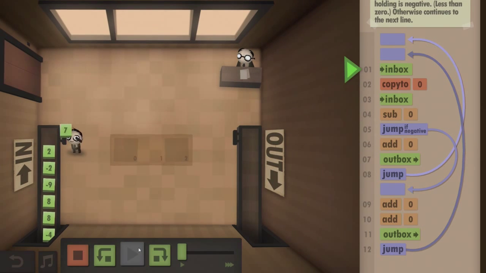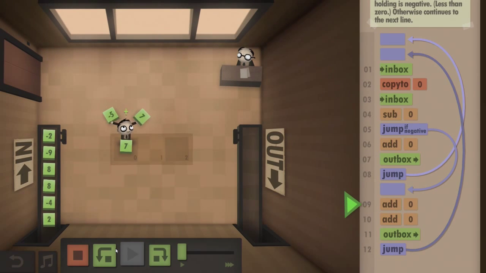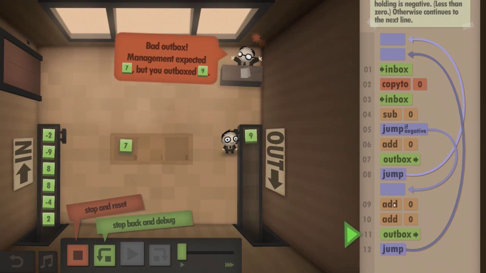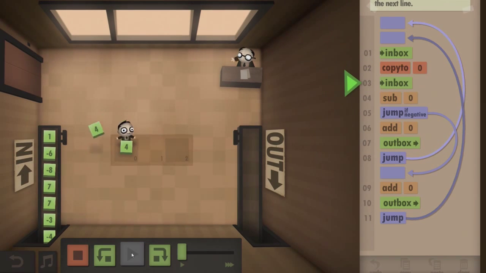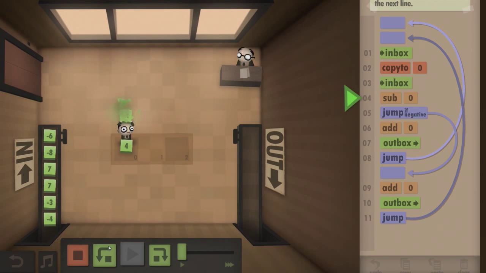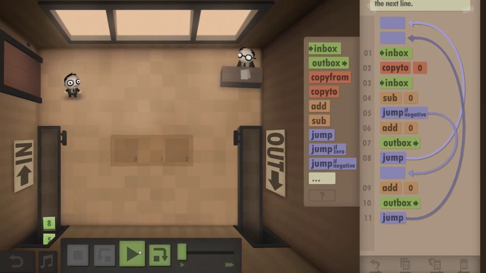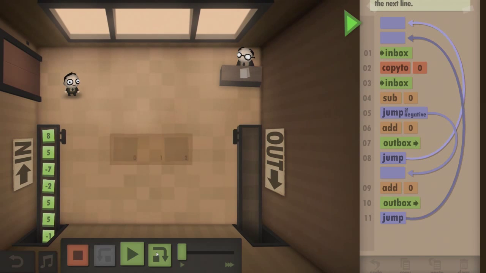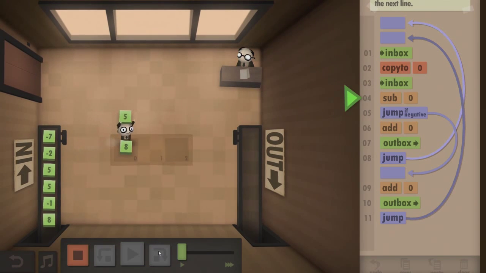Try this again. 7 and 2. It's not. Alright, my brain's clearly not working today. Alright, let's debug this. Let's think this through properly. 8 and 5, the first one is best. So, to get that 8 to work, inbox. 8. It's going to minus 5.